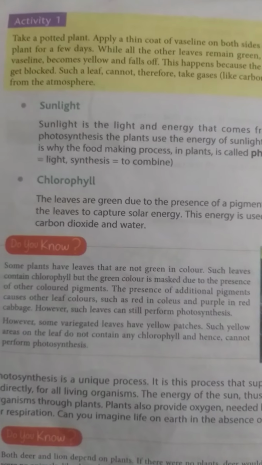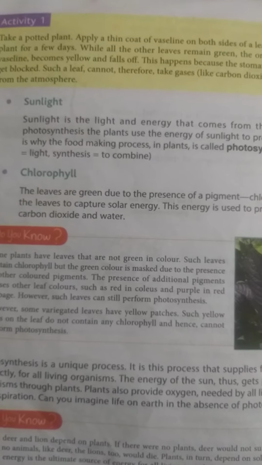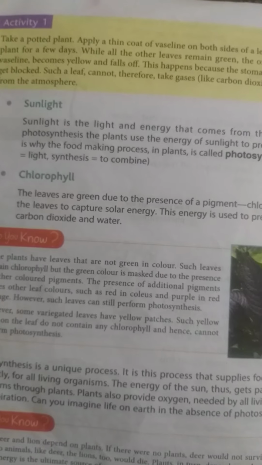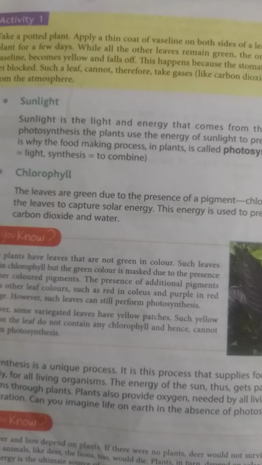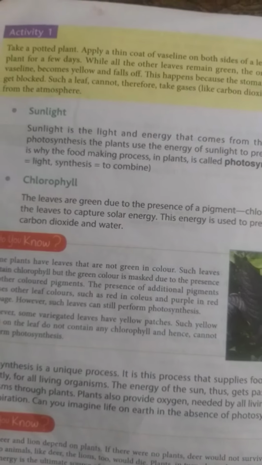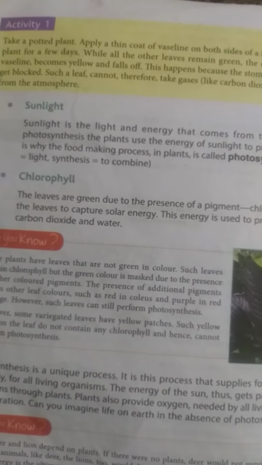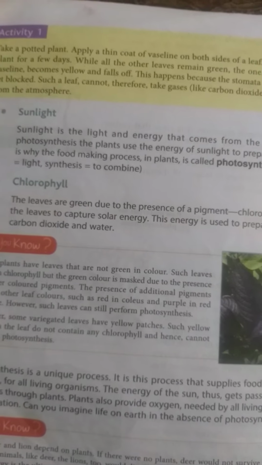Now chlorophyll is a very essential component of photosynthesis. It is present in the leaves and is also known as the green pigment. And chlorophyll, the main function of the chlorophyll is it helps in capturing the solar energy.